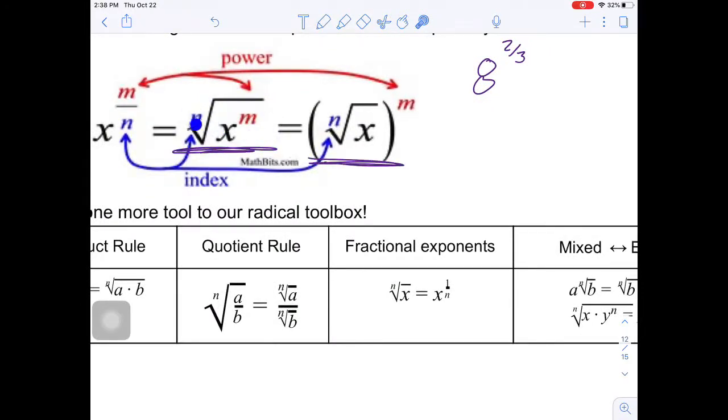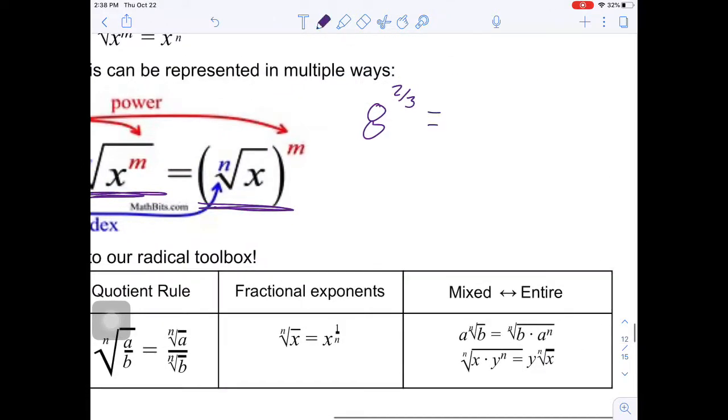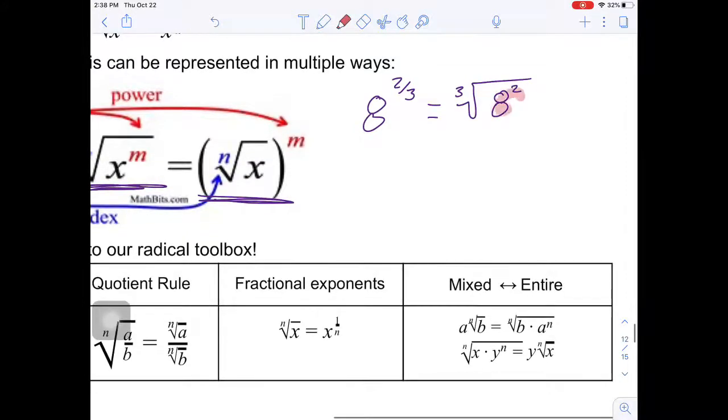So here n is 3 and m is 2. So this will become the cube root of 8 squared. And here I can square 8 and I'll get the cube root of 64. And now this is a little harder to understand. The cube root of 64, well, you might not know immediately that that's 4. Okay, let's do it the other way and see if it's any easier.